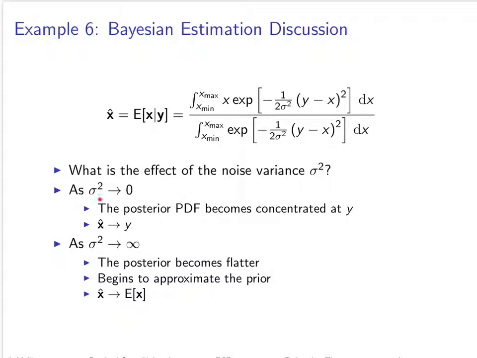And so you should think about what happens to the Bayesian estimate as your noise variance goes to 0 and you sort of go towards perfection in terms of your measurement. And conversely, what happens when your noise gets so large that you're basically ignoring the measurements altogether. As the variance goes to 0, the posterior PDF becomes more and more concentrated at Y. And so the estimate will approach Y.